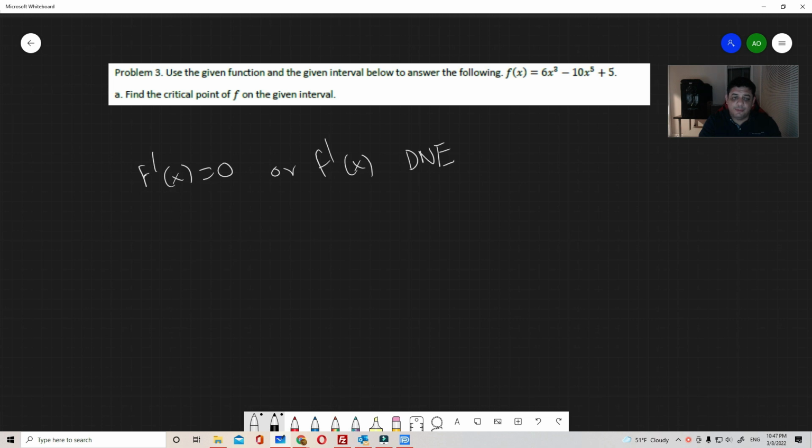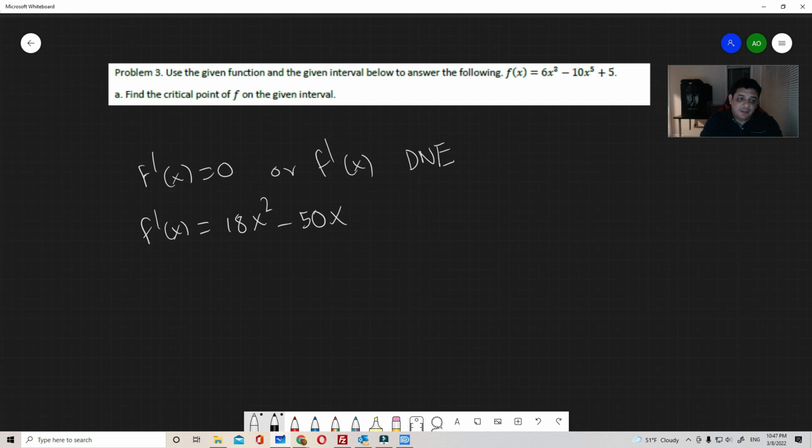plus 5. So that's a polynomial. So the derivative is going to be another polynomial. Let's find that derivative. That's going to be 18x squared minus 50x. Notice that this is a polynomial. Hence, it's not going to have discontinuity. It's not going to have issues of the domain. And so we can disregard the case where the derivative does not exist.